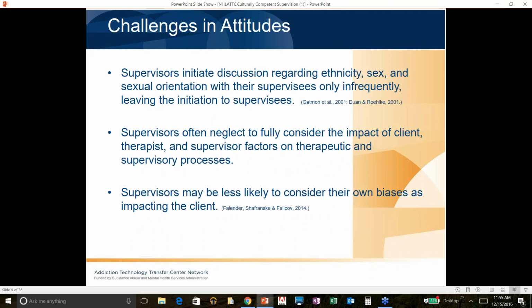And so then, challenges and attitudes. Per research, supervisors tend to initiate discussion regarding ethnicity, sex, and sexual orientation with their supervisees only infrequently, leaving the initiation to supervisees. If any of you have adolescents, and I have adolescents, and I've treated adolescents, you know that with any of those uncomfortable topics, usually you wait for that uncomfortable question, often because of your own hesitancy. I've worked with a lot of parents where it's like, well, we had a 5-minute conversation and they didn't ask any questions, so I figured they knew what they need to know.